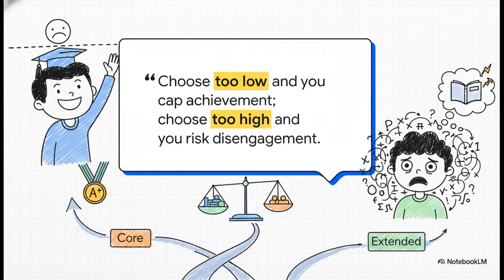And this quote really sums up the high stakes of this decision. Think about it. If you place a student in the core tier when they could have tackled extended, you've literally put a ceiling on what grade they can achieve. But if you push a student who's struggling into extended, you risk them just losing all their confidence and completely switching off. It's a really critical balancing act.